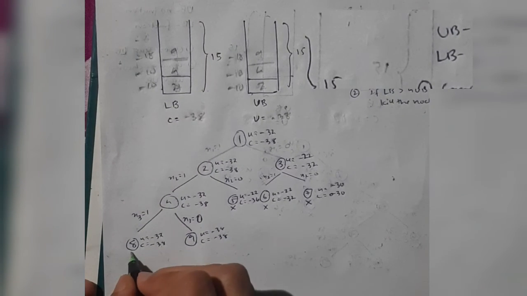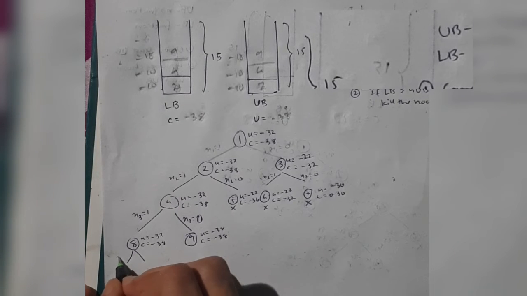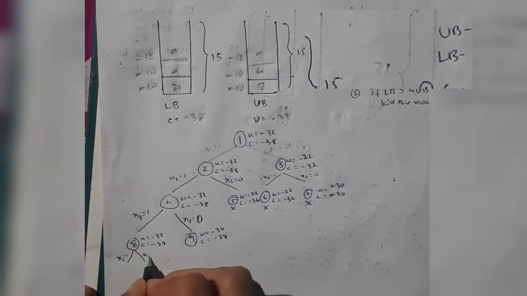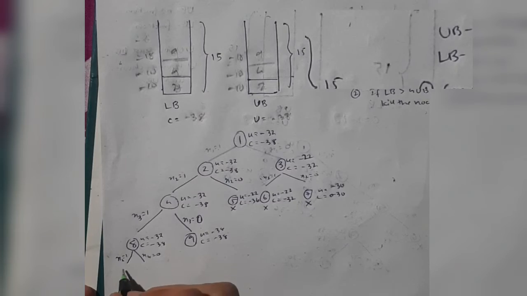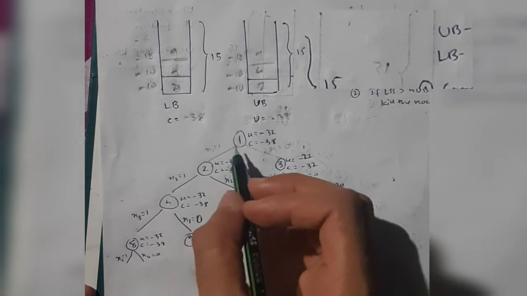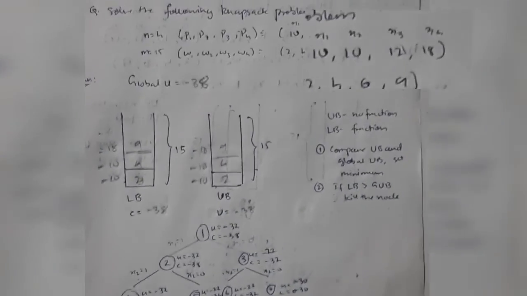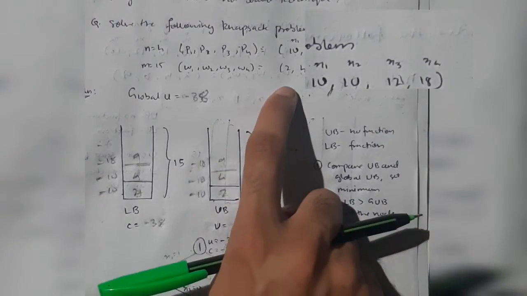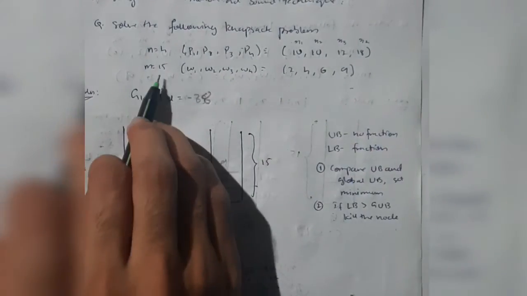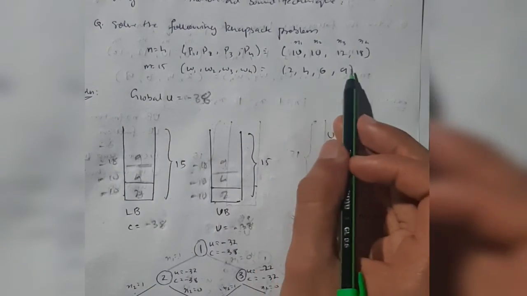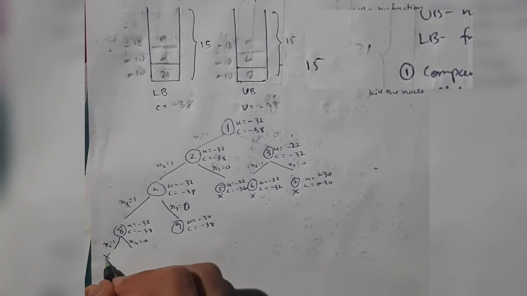Okay, now observe one thing carefully. From here, I'll get two options, either x4 is equal to 1 or x4 is equal to 0. In case x4 is equal to 1, that means x1, x2, x3 and x4 are all included. If I include all of these, I will not get the proper answer because it will exceed the capacity, which is 15 here. If I include all of this, it will become 21. So I can't go with this solution. This is not possible.